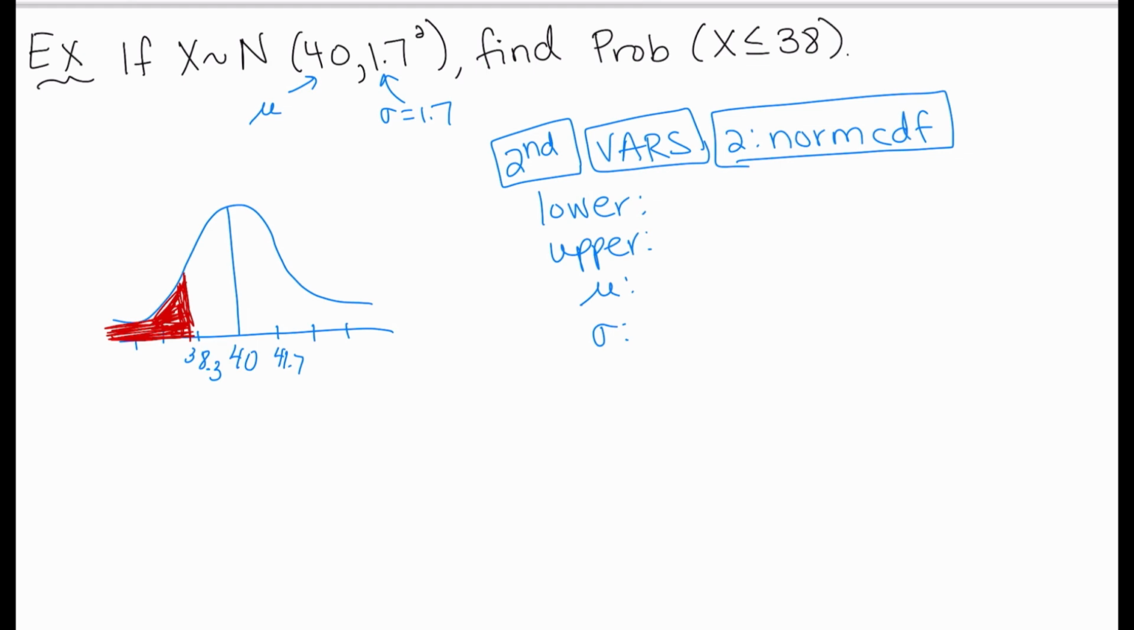So in this case, your lower bound is going to be negative infinity, so -1 E99. Remember, negative is not subtraction, so use the negative button. Also, E, in case you've already forgotten, is second comma. Okay, that's how you enter exponential notation. To the 99th power, which basically means negative infinity. The upper bound is going to be 38. The mean is 40, and the standard deviation is 1.7.